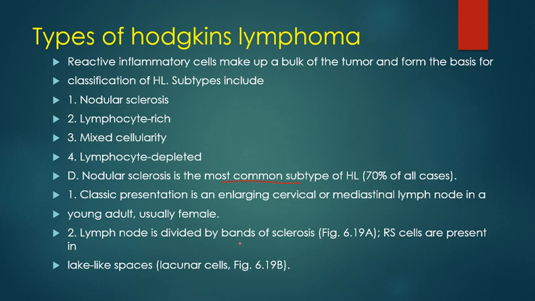In nodular sclerosis, the lymph node is divided by bands of sclerosis, as the name shows, sclerosis. So the lymph nodes are divided by bands of sclerosis, and Reed-Sternberg cells are present in lake-like spaces, which are called lacunar cells.